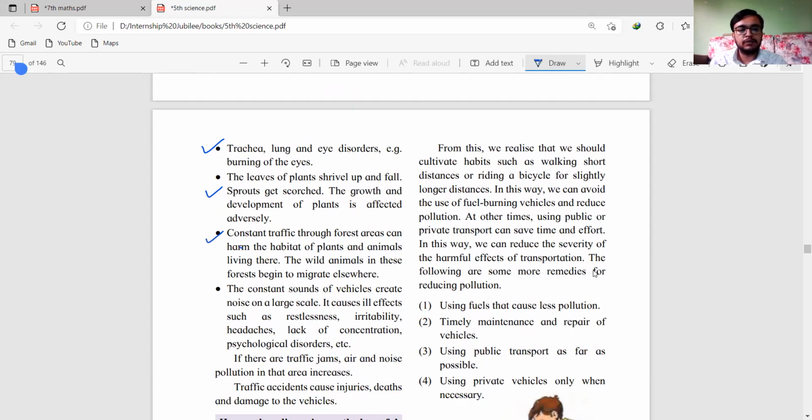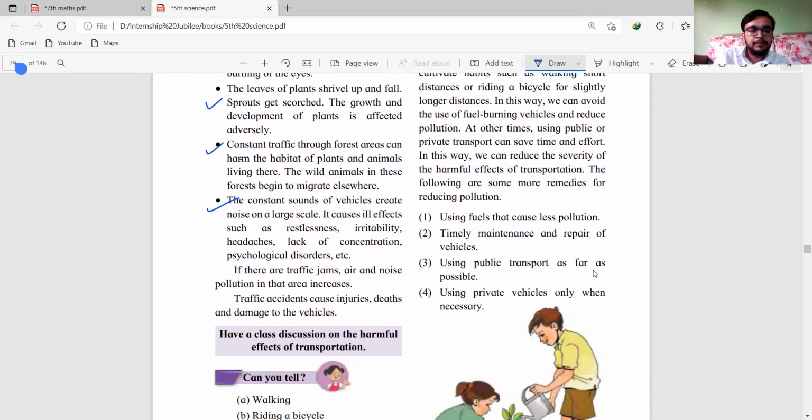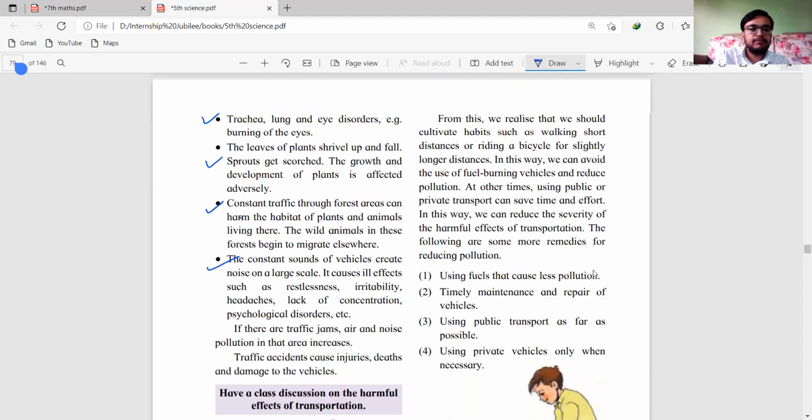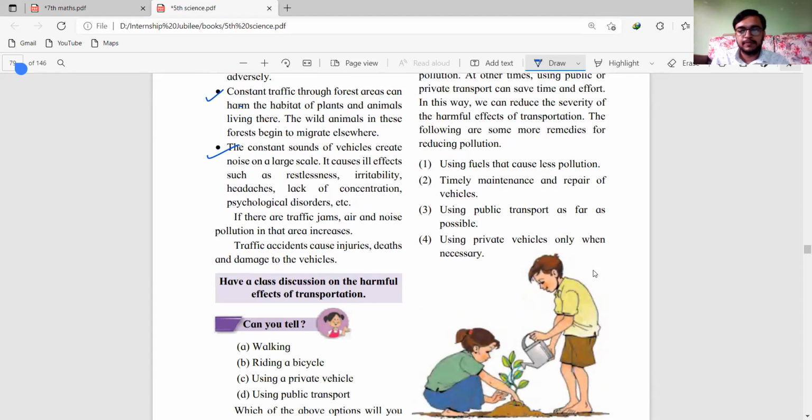Right. The constant sound of vehicles creates noise on a large scale. It causes ill effects such as restlessness, irritability, right, headaches, lack of concentration, psychological disorder, right? If there are traffic jams, air and noise pollution in that area increases. Traffic accidents cause injuries, deaths, damage to the vehicle, right? These are the harmful effects of transportation, right? Now I will give you 10 minutes to discuss the harmful effects of transportation, right?